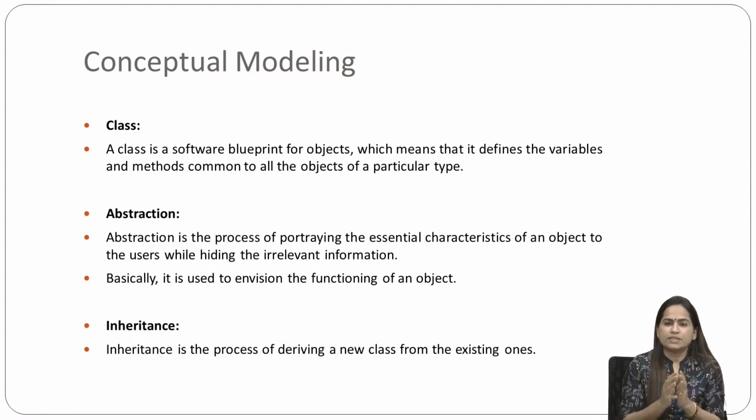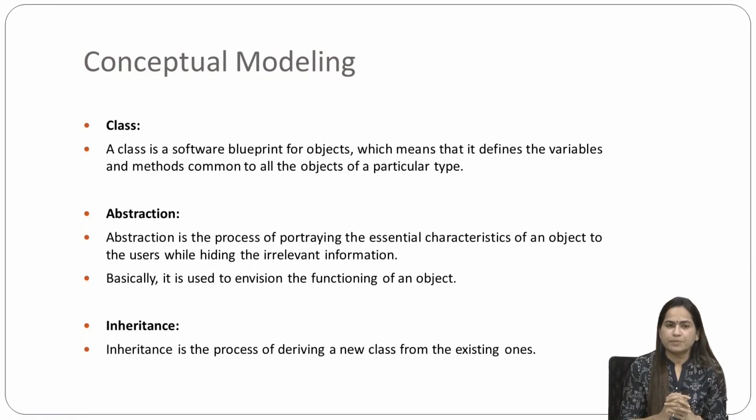For a particular type of objects, we have variables or methods which are common, and that is called a class. We can say it is a blueprint for objects.